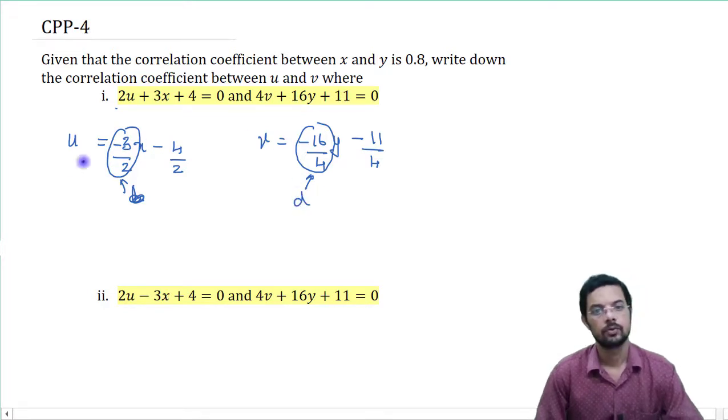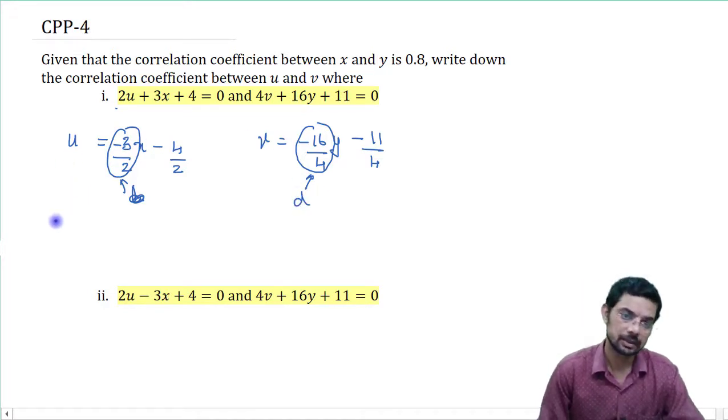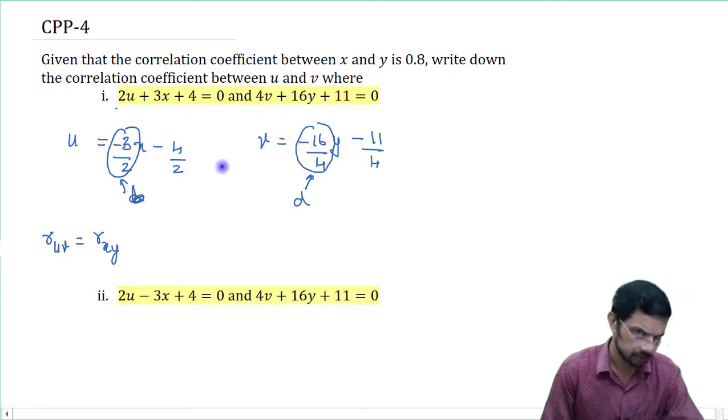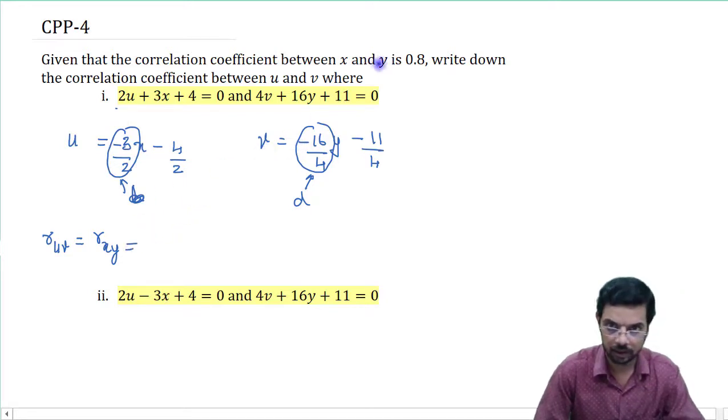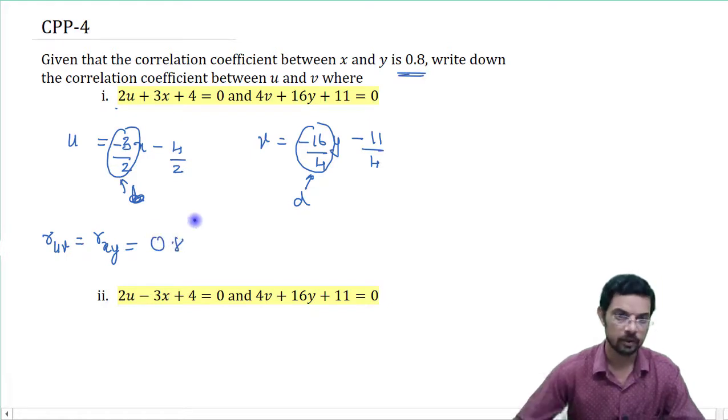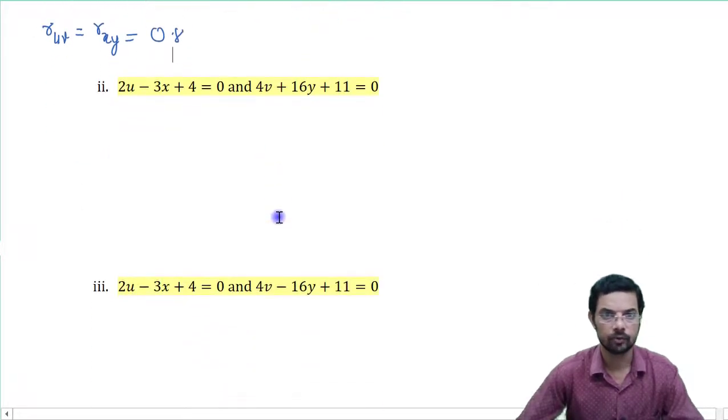So the correlation coefficient is dependent upon the sign of the scale factors. If both have the same sign, r of uv will be equal to r of xy. Why? Because the sign of b and the sign of d are the same. So that will be equal to 0.8. Okay, 0.8. In the same way, let us go for the other problem.